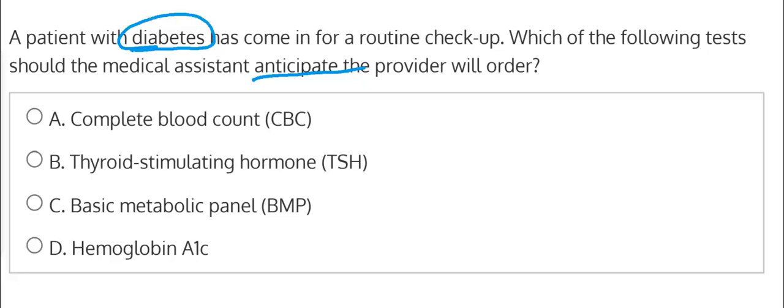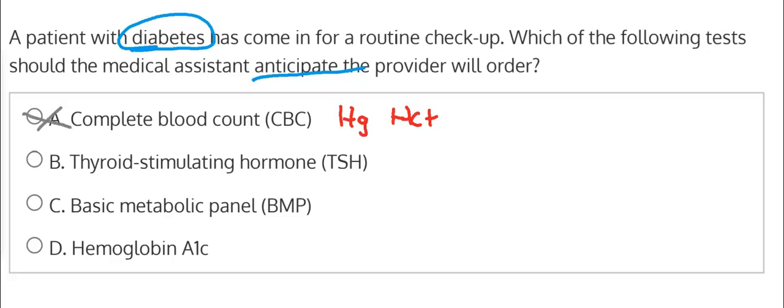So option A says complete blood count or your CBC, and that's just your basic blood count test that says about how your hemoglobin's looking, your hematocrit, different parts of your red blood cells, and just your basic blood cells, just for an overall idea of how you are in your overall health. So this is not specific to diabetes, so therefore this is not the test that this question is looking for us to get to. So we can eliminate that.